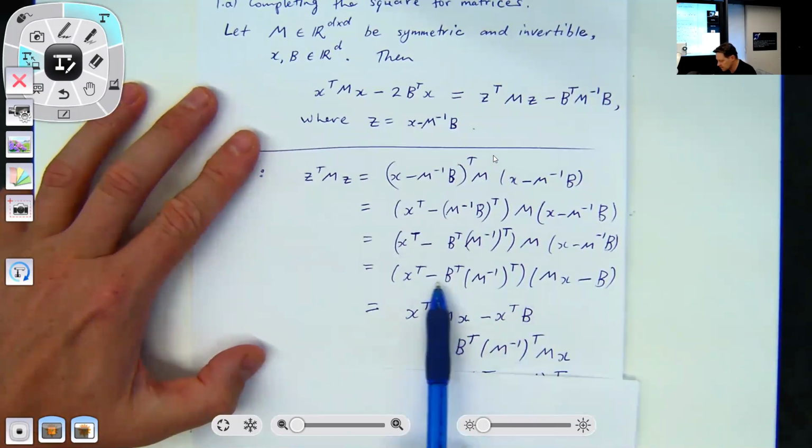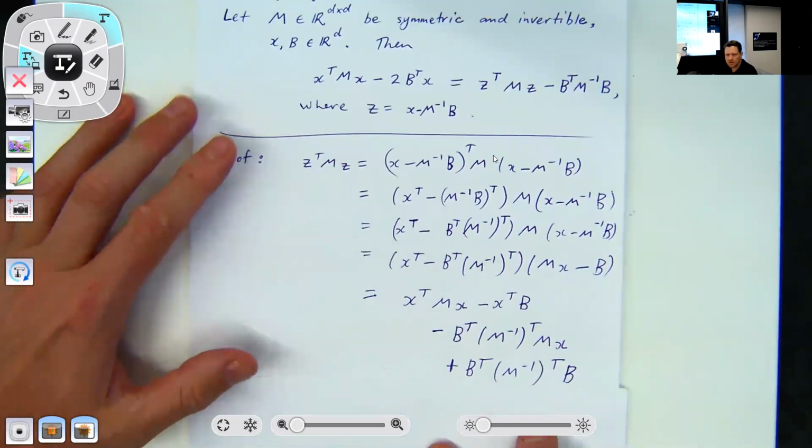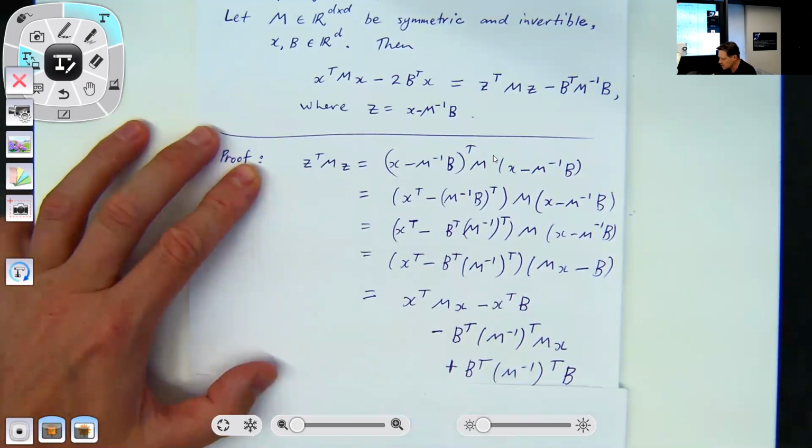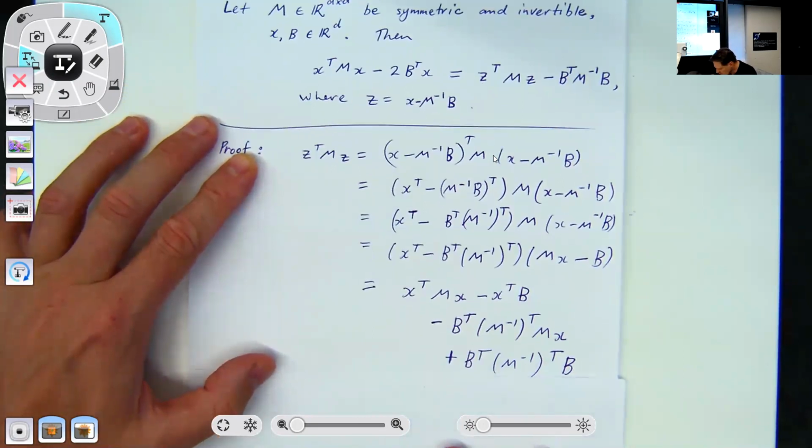And then finally, we need this one times this one. And so that'll be a plus, won't it? Because we have 2 minus signs multiplying. So that's plus B transpose M inverse transpose times B. All right, so yes, we've got 4 terms. That's good.